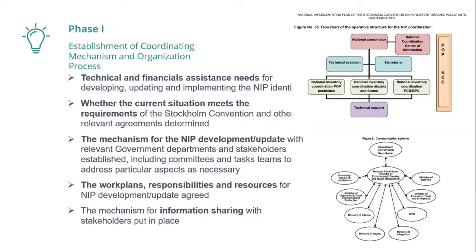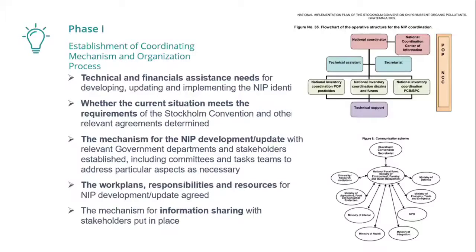And besides, there are technical and financial assistance needs for updating and implementing the NIP. The coordinating mechanism will discuss what the technical need is to develop this NIP and what financial assistance is needed. This is also expected under this item at phase one, and this policy-level coordinating mechanism will also think about the current situation for meeting these needs.